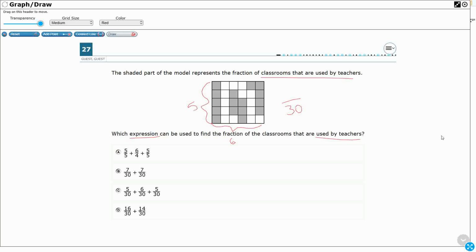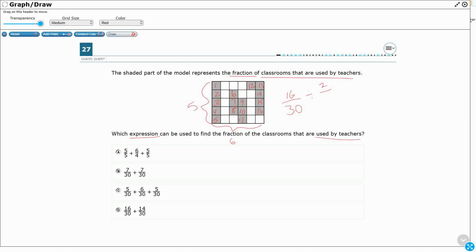Now, let's see. How many total shaded squares do we have out of 30? It looks like it's going to be maybe half, a bit more than half. We'll see. So I got 1, 2, 3, 4, 5, 6, 7, 8, 9, 10, 11, 12, 13, 14, 15, 16. All right, so we've got 16 out of 30. This is the fraction used by teachers. If we wanted to, we could simplify that, but I'm not sure that's exactly what we need to do here. But we could go ahead and do that if we wanted to, right?